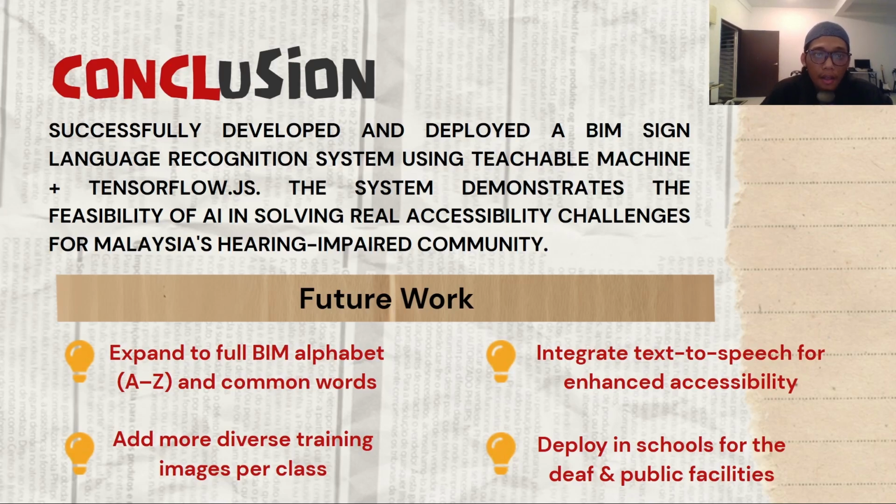However, there are still several improvements that can be made in the future. Firstly, we can expand the system to recognize the complete BIM alphabet from A to Z as well as common words. Second, we can improve the model's accuracy by collecting more diverse training images from different users, lighting conditions and backgrounds. Third, we can integrate a text-to-speech feature so that the recognized signs can be converted into spoken words.